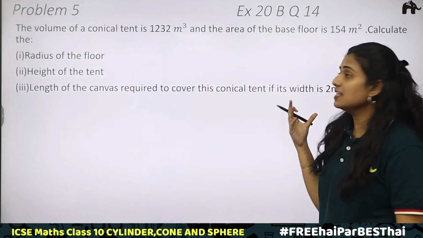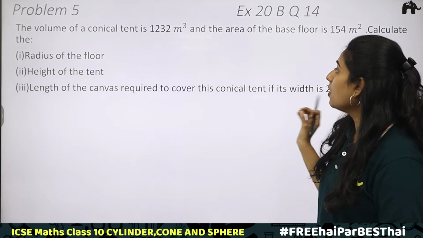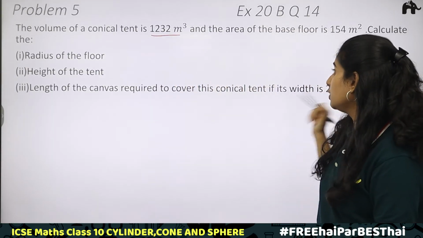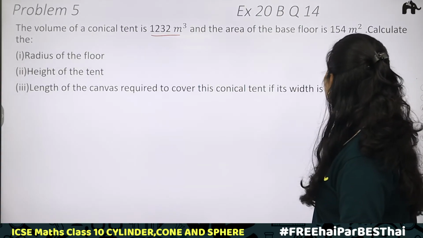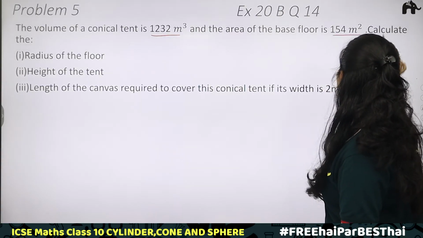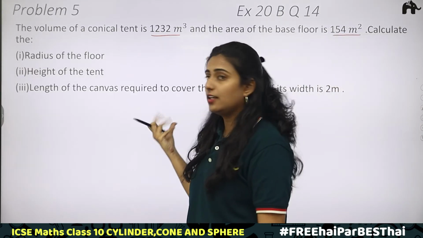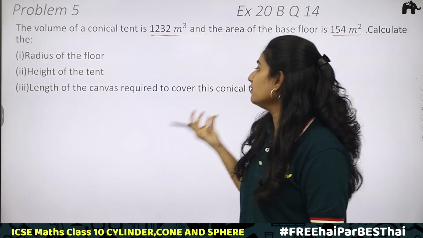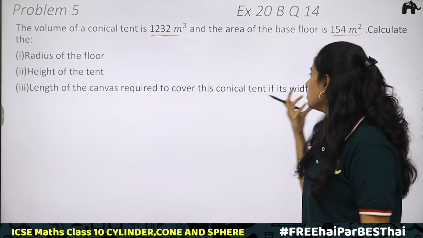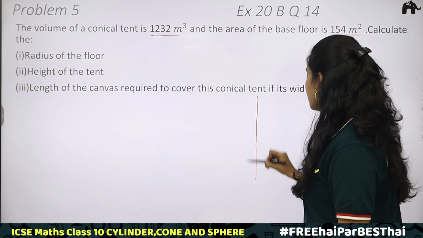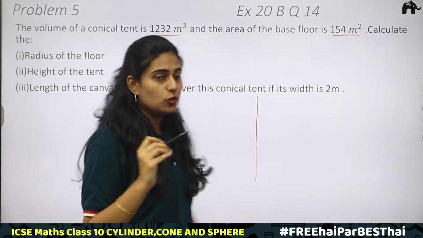Problem number 5. Question 14 of exercise 20B. The volume of a conical tent is 1232 meter cube and the area of the base floor is 154 meter square. Calculate, first, the radius of the floor, second, the height of the tent, and third, the length of canvas required to cover this conical tent if its width is 2 meter. What are the given quantities? We have the volume given.